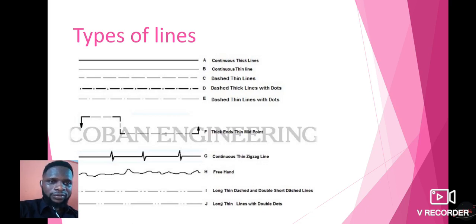So we have thick ends with thin midpoint lines. We have continuous thin zigzag line. That's showing us irregular boundaries. We use it to show irregular boundaries and the continuation of a given figure or image. We have the long, thin, dashed, double, short, dashed lines. We have freehand line. We have long, thin lines with double dots.